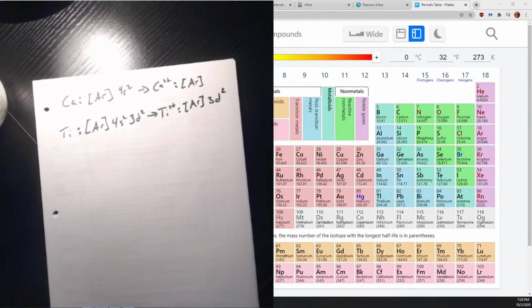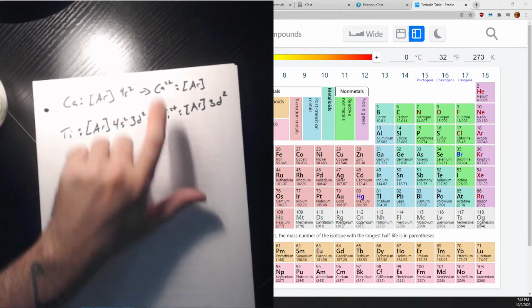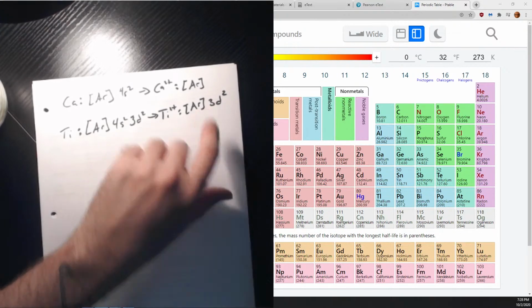All right. So calcium loses its S electrons, leaving it with the electron configuration of argon. Titanium also loses its S electrons, but it keeps the D electrons.